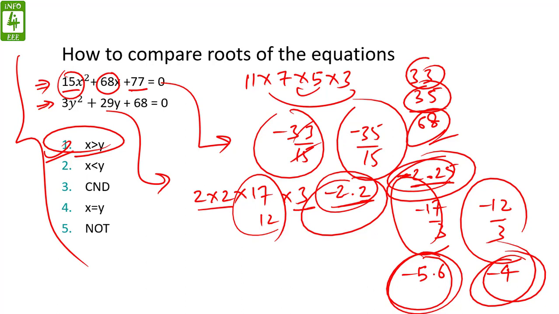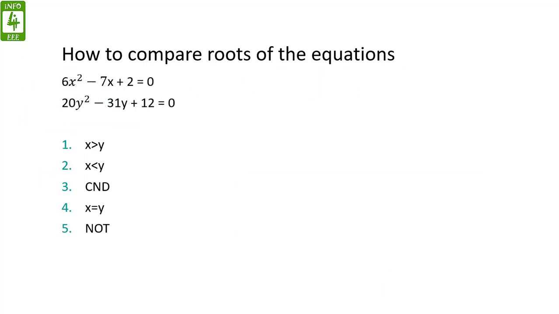Let's see a few more questions. How to compare the roots of this equation? Again, it is the same kind of question. You can solve it by yourself. It is the same kind of question.